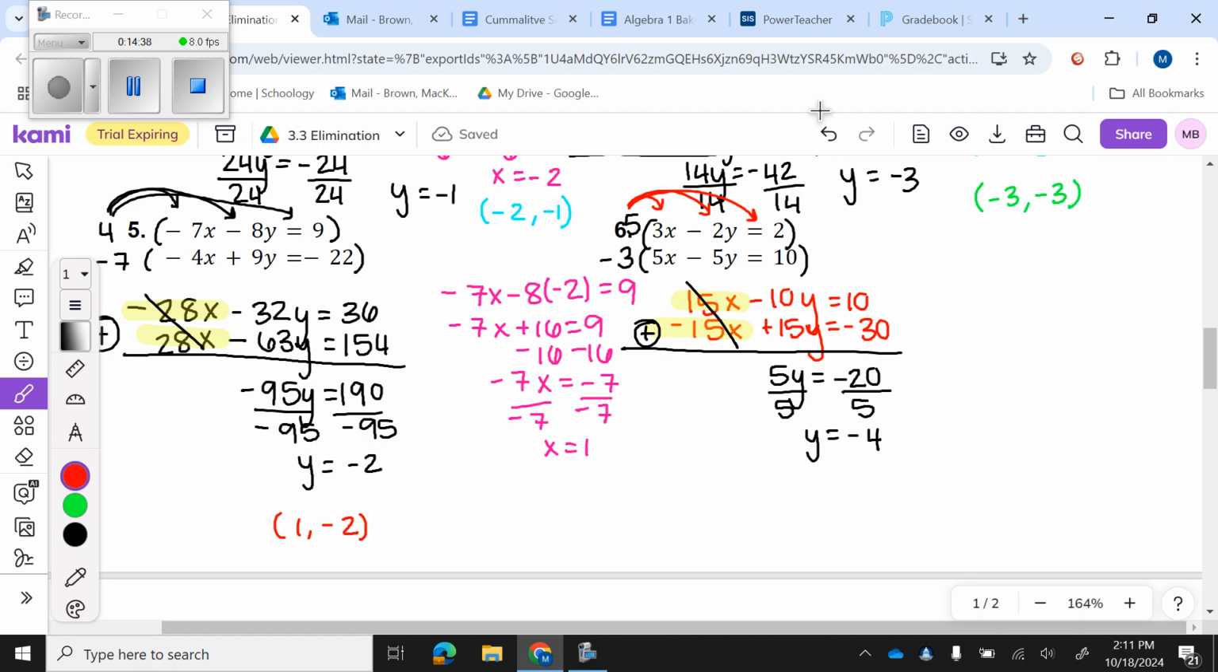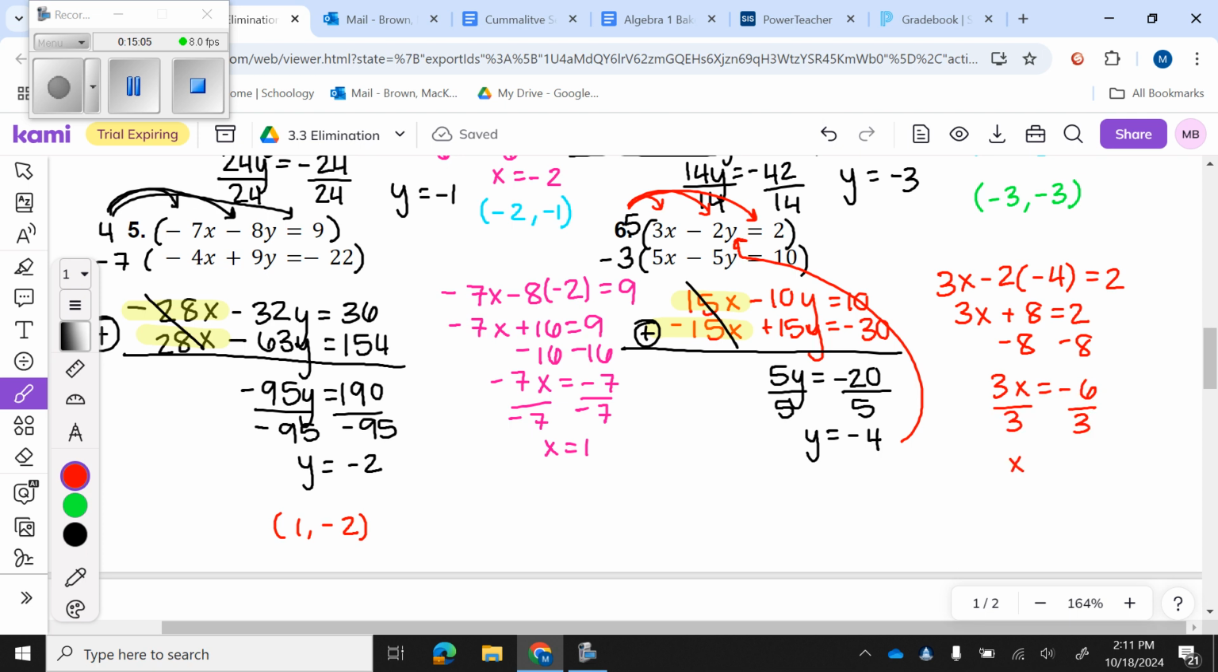I got to find my x, so this y needs to go up here. I'm going to have 3x minus 2, instead of a y, I just figured out that that's negative 4, equals 2. I'm going to simplify it. I'm going to have 3x plus 8 equals 2, because negative 2 times negative 4 is 8. I'm going to subtract 8 from both sides. I'm going to have 3x equals negative 6. Divide both sides by 3, and you're going to have x equals negative 2. Last thing you got to do, write your answer as an ordered pair. So I'm going to have negative 2 comma negative 4.